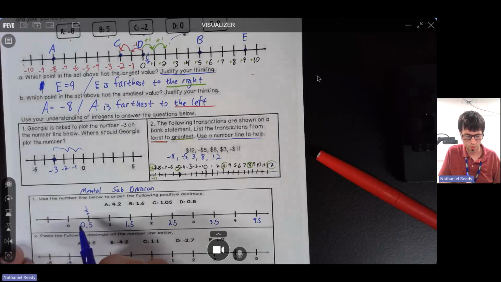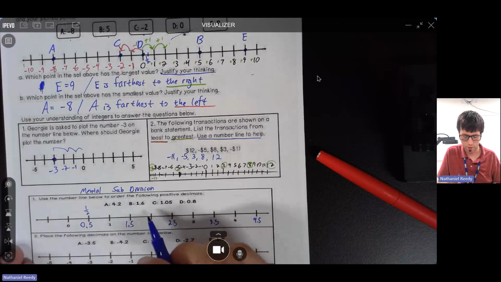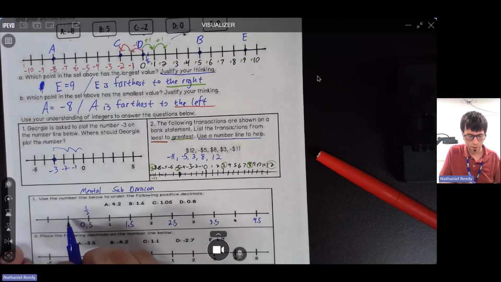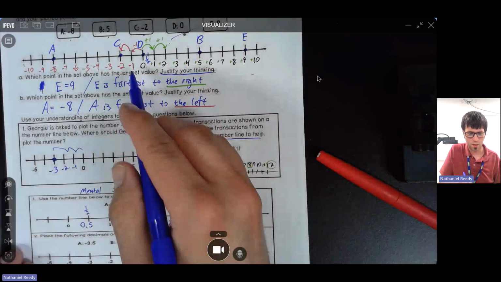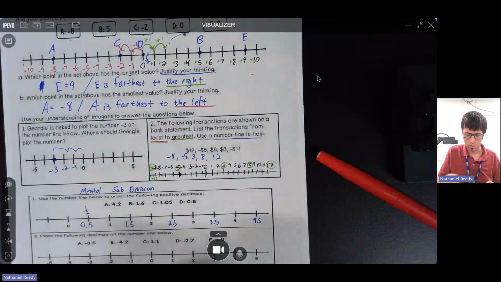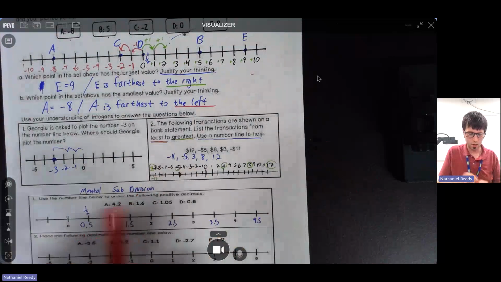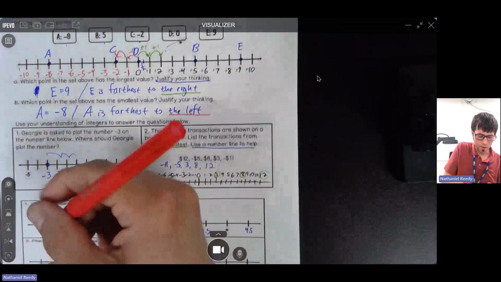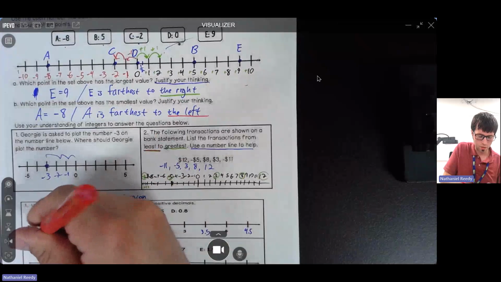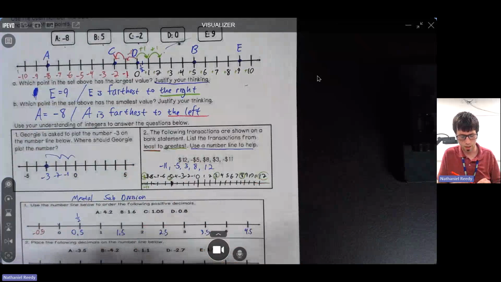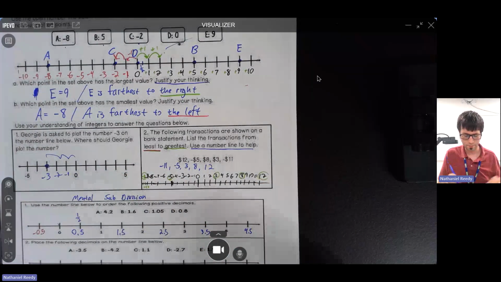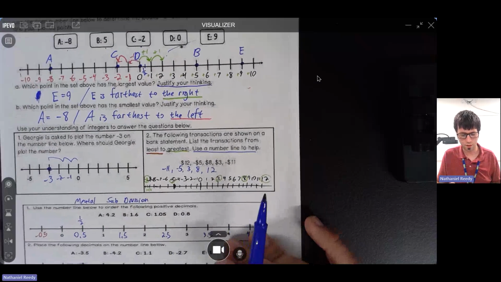So 0 plus 0.5 is 0.5. 0.5 plus 0.5 is 1. 1 plus 0.5 is 1.5. 1.5 plus 0.5 is 2, and so on. If I did the opposite here, just like I did in my number line at the top, and I subtract 0.5, well, this would be -0.5. I don't think we'll need to know that negative decimal place right now because they're just asking us to graph positive numbers. So let's just stick to that. Okay, so graphing positive numbers.